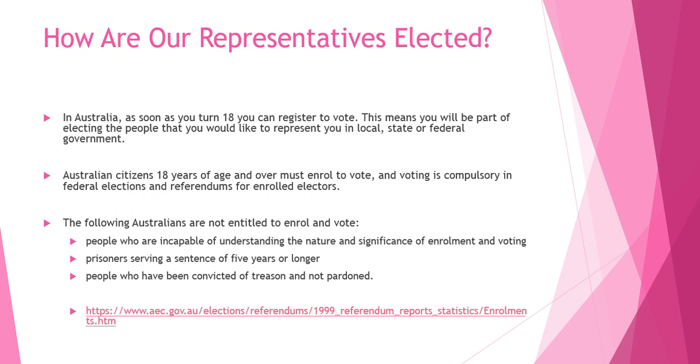People who are prisoners serving a sentence of 5 years or longer are not allowed to vote. They obviously gave up their rights when they did the wrong thing. And people who have been convicted of treason and not pardoned. Treason is when somebody has betrayed the country, so done something wrong against Australian values, and most likely has been in jail for that. Maybe they're still in jail.